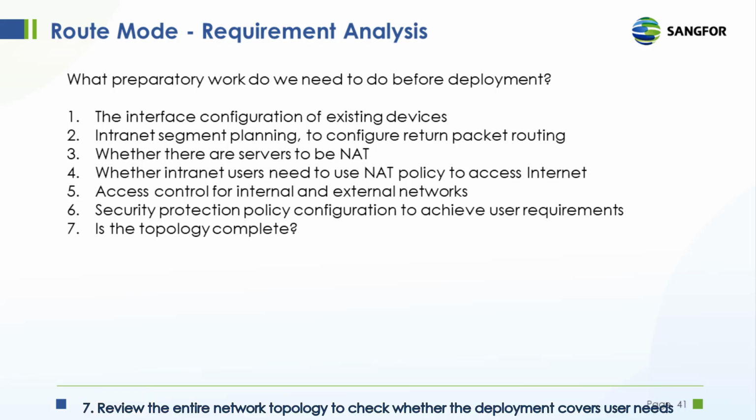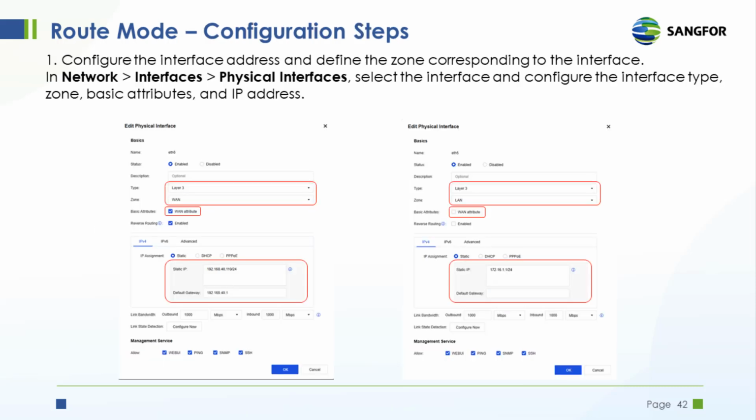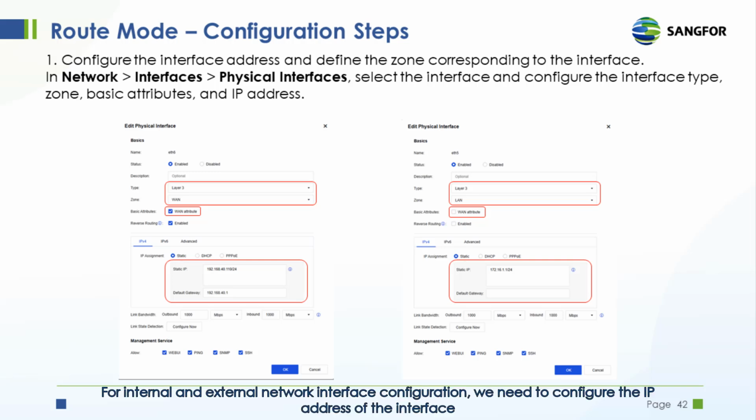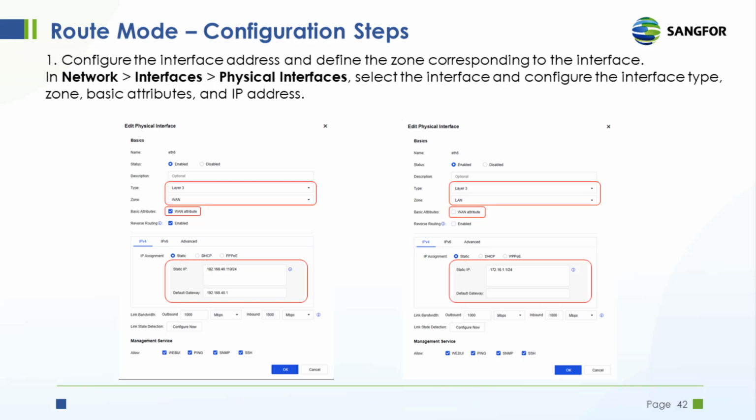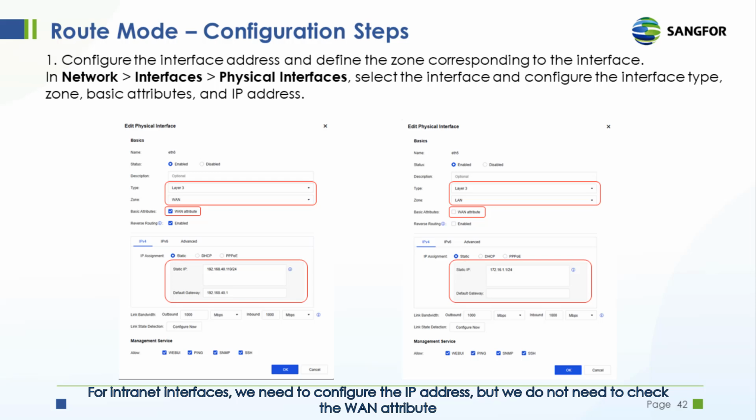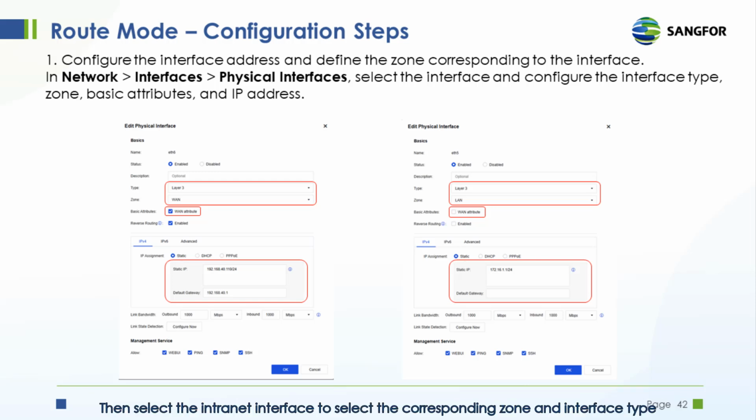7. Review the entire network topology to check whether the deployment covers user needs. For internal and external network interface configuration, we need to configure the IP address of the interface. For internet interfaces, we need to enable WAN attributes and select the corresponding zone and type of the interface. For intranet interfaces, we need to configure the IP address, but we do not need to check the WAN attribute. Then select the corresponding zone and interface type for the intranet interface.